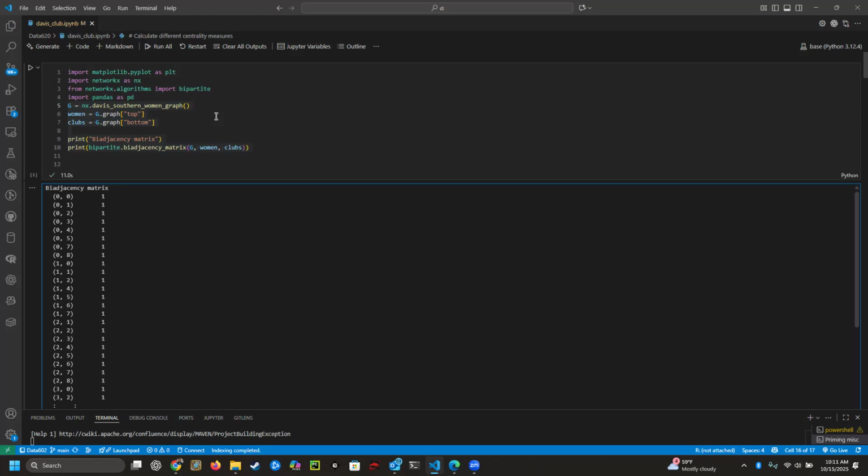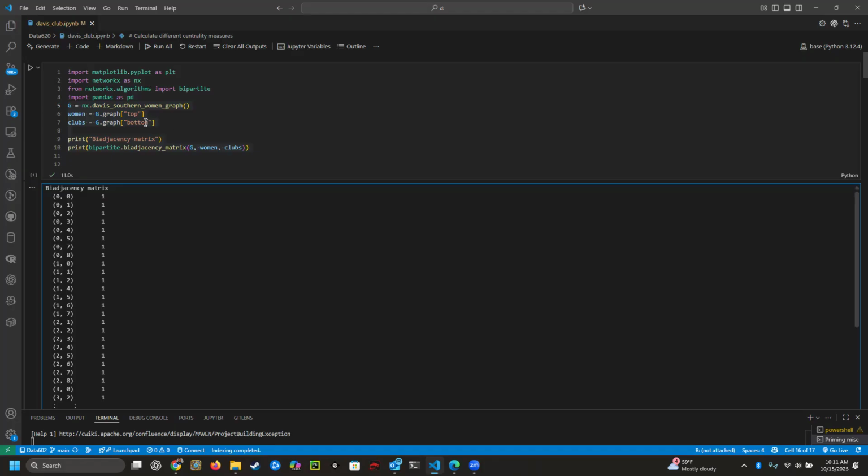In our case, we have a set of nodes representing women and a separate set of nodes representing clubs or events. And so the way the network works is that a woman can attend an event, and the objective is to take this bipartite graph and then project it onto the nodes of the same type, so that we can see connections between women and connections between clubs.